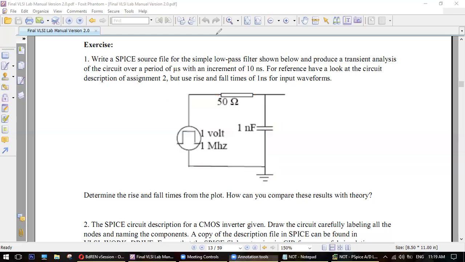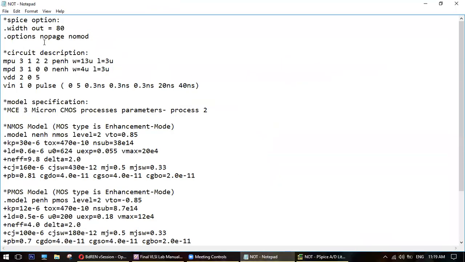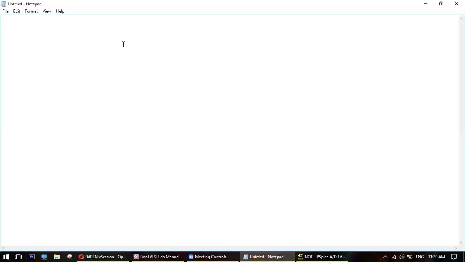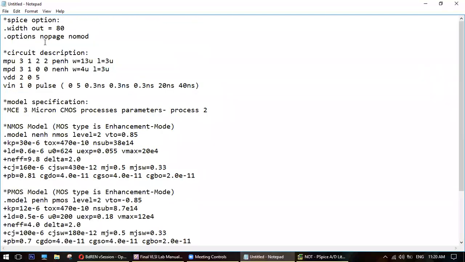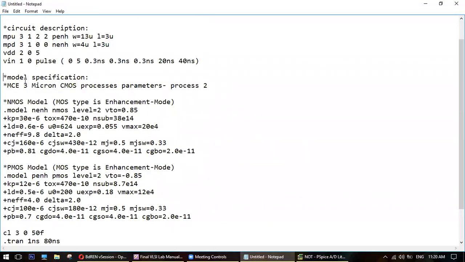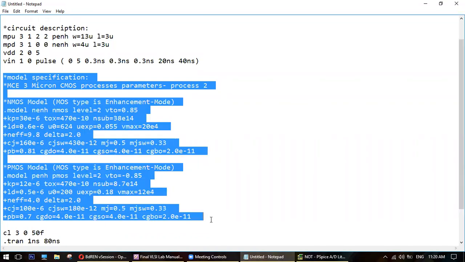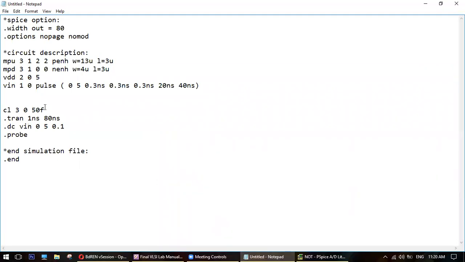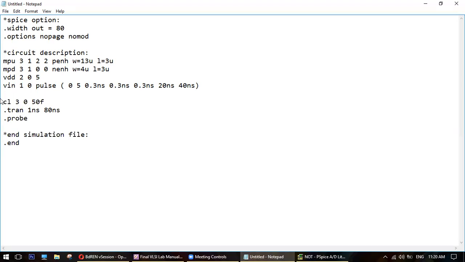Very simple. Go to this one. Fine. Here, this model specification we do not need, because this is not a PMOS, this is not an NMOS. DC analysis we do not need, because we are not going to do the DC analysis. We are doing the transient analysis only. Got my point? Yes, sir. So the other things we do not need. I'm going to close it.